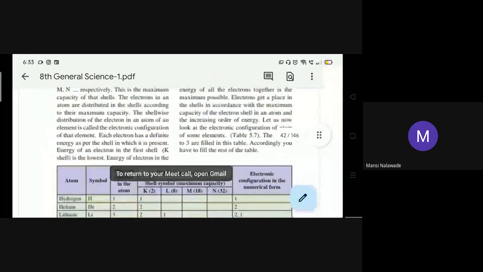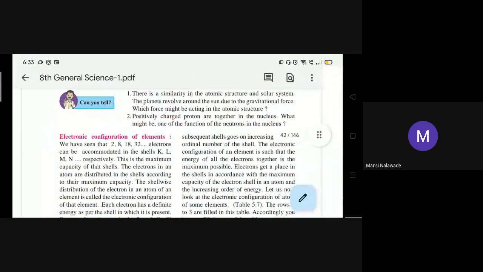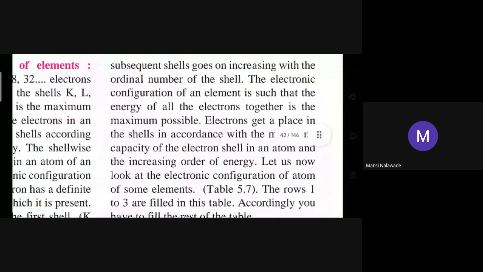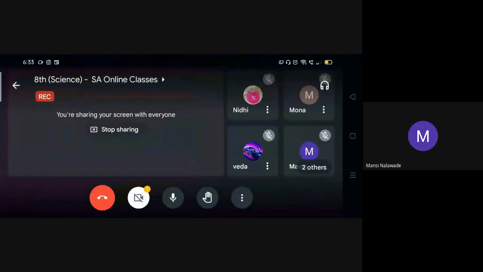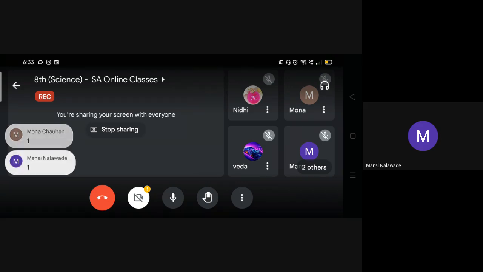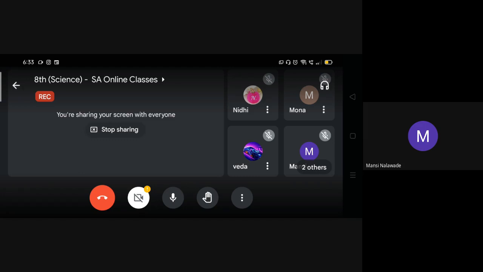The energy of an electron in the subsequent shells goes on increasing with the ordinal number of the shell. What is the ordinal number of K? 1. Okay, after that what shall come? K, L, M, N. Then their ordinal numbers will also increase: 1, 2, 3, 4 are their ordinal numbers respectively.